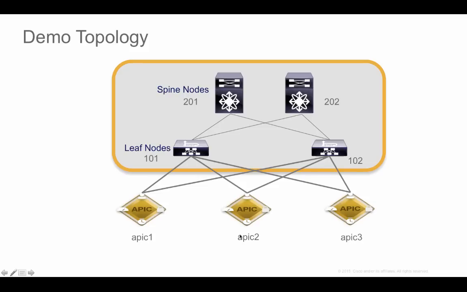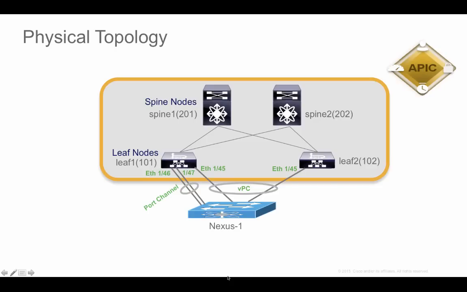Here's the demo topology that we're going to use. We have 2 spines, 2 leaf, and 3 APICs. First, we will show you how to configure a port channel as shown in the slide. We will use leaf 1 with Ethernet 1/46 and 47 to configure a port channel. Then we will show you how to configure VPC or virtual port channel between leaf 1 and leaf 2 using Ethernet 1/45.